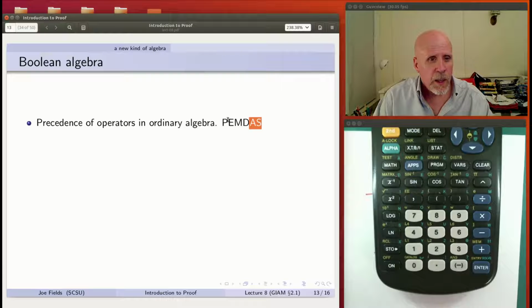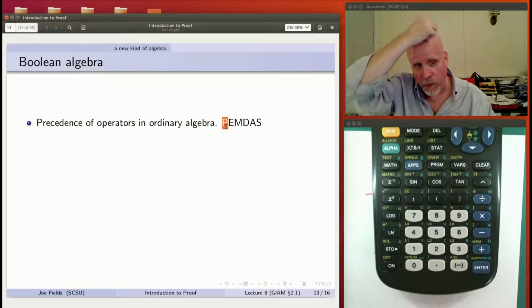I have a colleague who wishes that this acronym was GEMDAS with a G in front, for a good reason. There's other things besides parentheses that serve to group. For instance, the square root sign has a grouping feature. With a long fraction bar, everything in the numerator and everything in the denominator are grouped by that long bar. The tradition now is PEMDAS, but really think of the parentheses as including grouping symbols like fraction bars and whatnot.